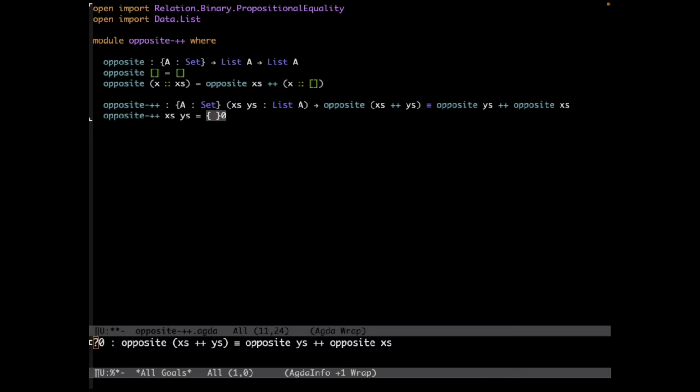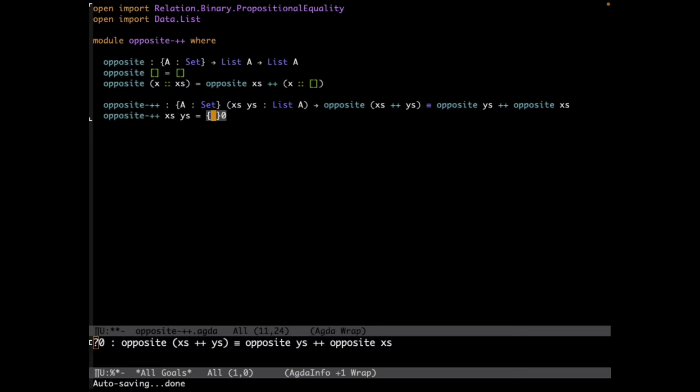Okay, what are our options? First of all, we suspect that it's going to be an induction, right? But there are two possible candidates for the induction here. We could do an induction on the list of x's, or we could do an induction on the list of y's. You need to guess which one is the better one. Now, how would you guess that? You have to go and stare at the definitions of opposite and plus plus.